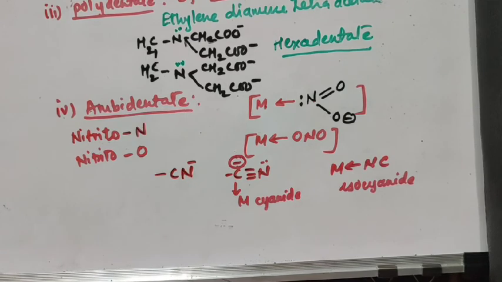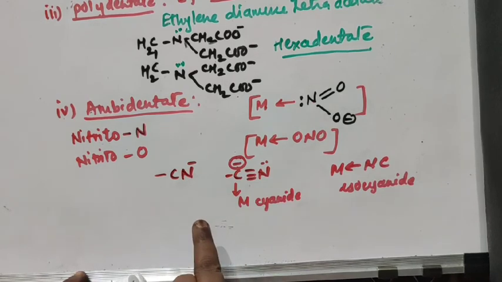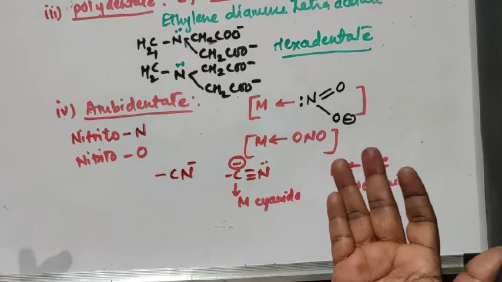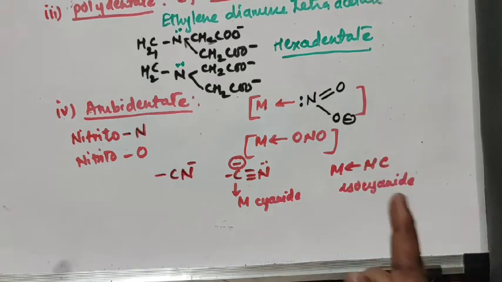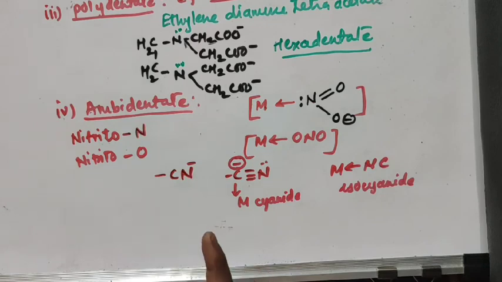So carbon donates the electron pair in the CN minus ion, and there is formation of a complex, and the ligand is an ambidentate ligand here. Why ambidentate? Because two atoms are there which can donate an electron pair, but at a time only one out of these two can donate the electron pair to the central metal atom, and so it is an ambidentate ligand.